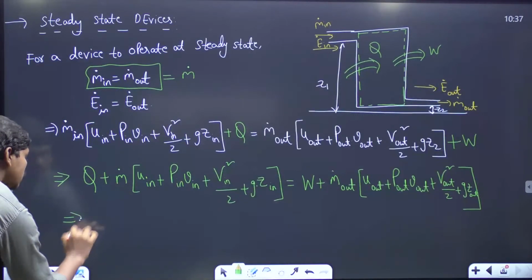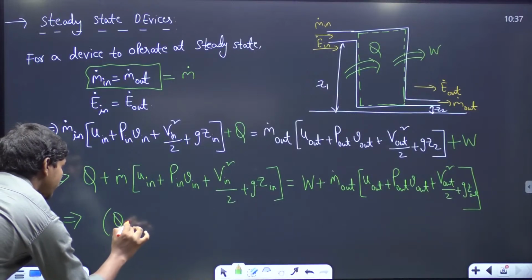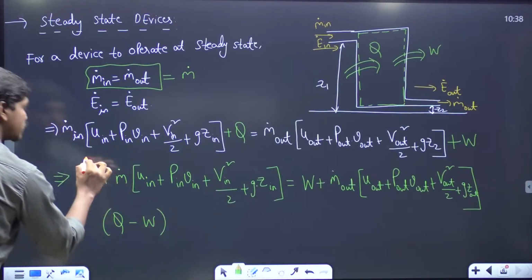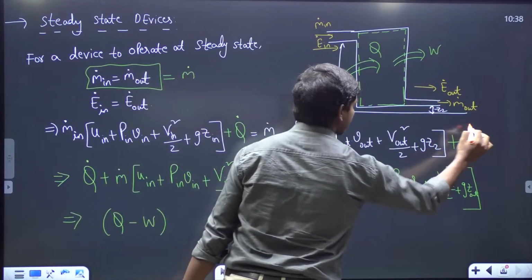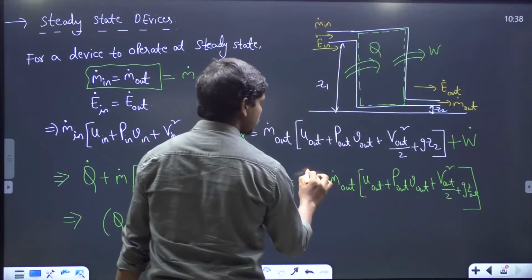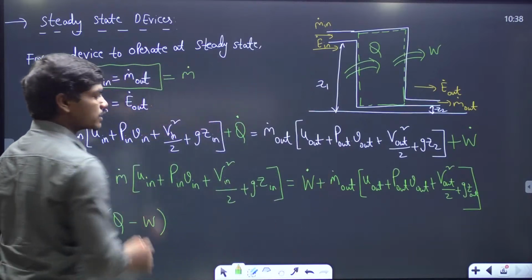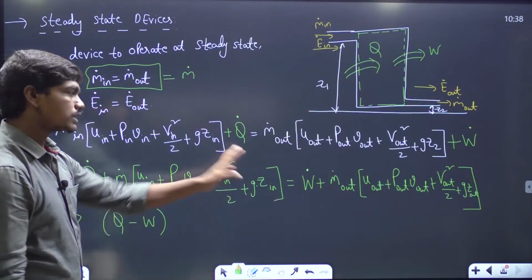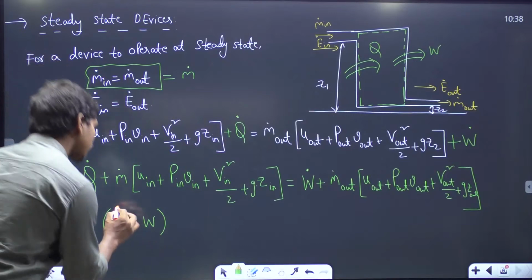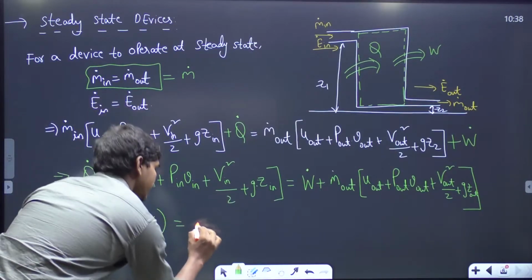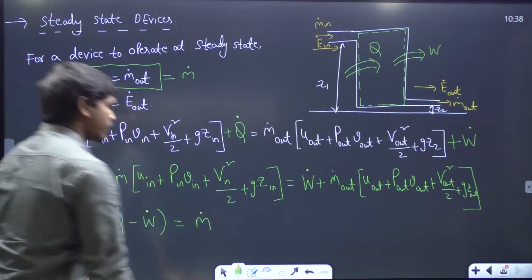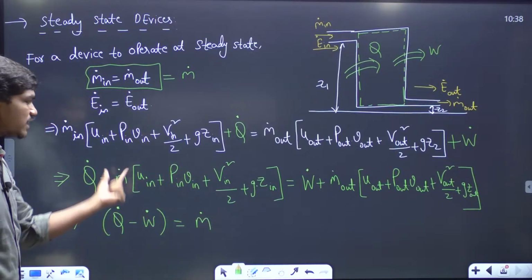So let me write one more step now. This implies Q minus W. Let us put dots here because we are talking about a rate, so Q dot and W dot, because dimensionally everything should be the same. Let us suppose we are giving some power, some work done within a given time. So Q dot minus W dot is equal to, now see carefully, m dot, because m dot in and m dot out are the same.